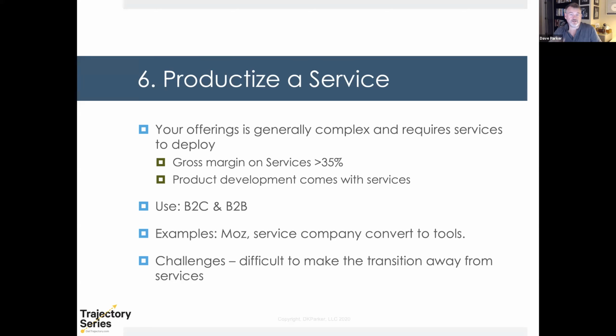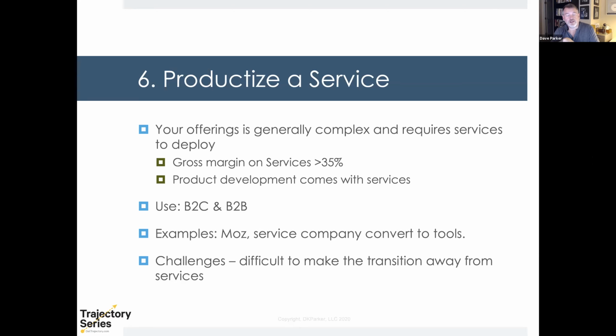Unlike a law firm, which is a services business, in this case the customer is getting an outcome and they don't care if it's technology or people. So the big thing on this one is you want to keep your gross margins greater than 35 or 50%. It works in both B2B and B2C.